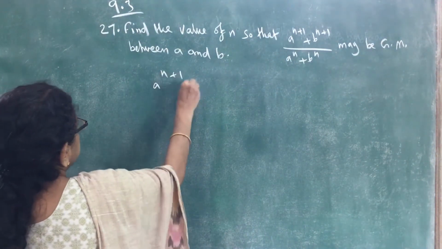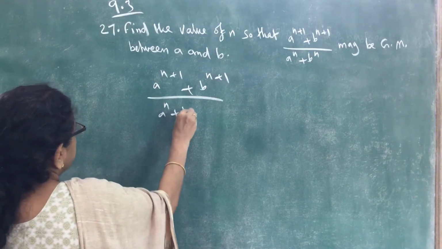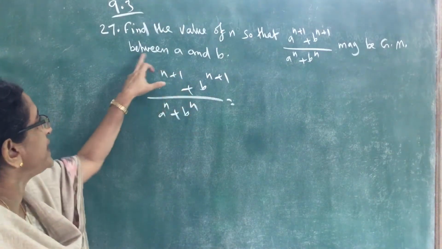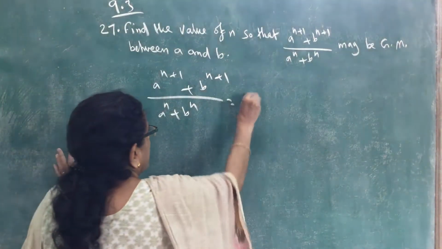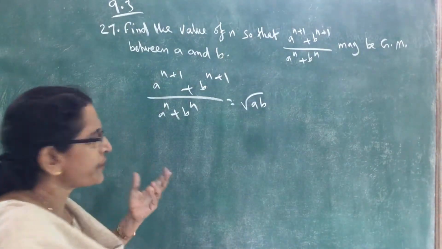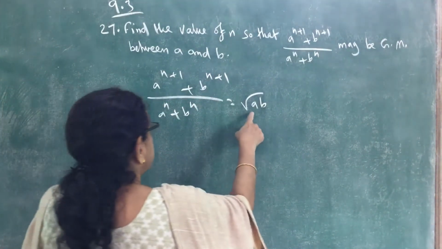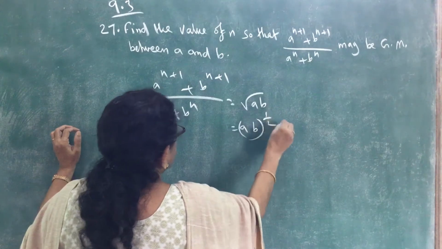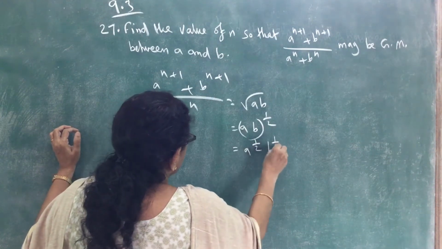plus 1 plus B raised to n plus 1 divided by A raised to n plus B raised to n equal to root of AB, since this is the geometric mean between A and B. And root of AB we can write as AB whole raised to 1 by 2. That is, we can write A raised to 1 by 2 into B raised to 1 by 2.